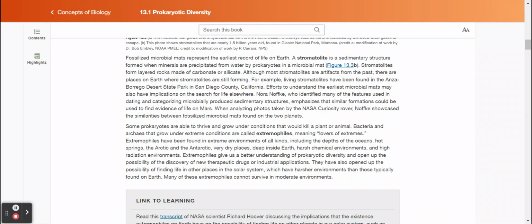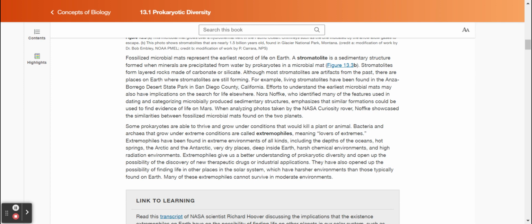Fossilized microbial mats represent the earliest record of life on Earth. A stromatolite is a sedimentary structure formed when minerals are precipitated from water by prokaryotes in a microbial mat. Stromatolites form layered rocks made of carbonate or silica. Although most stromatolites are artifacts from the past, there are places on Earth where stromatolites are still forming.